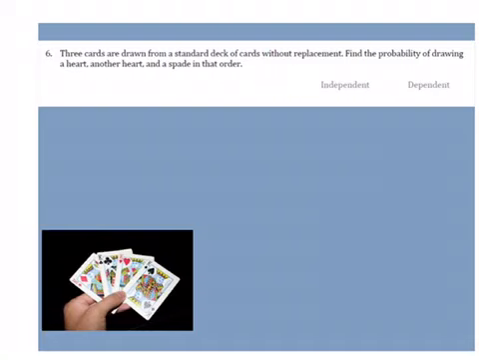So let's look at number 6 here now. There are 3 cards that are drawn from a standard deck of cards without replacement. Without replacement. Find the probability of drawing a heart, another heart, and a spade in that order. So since we're dealing with 3 cards, I'm doing 3 different probabilities. And because it says the word and, I know I'm going to multiply. So that means to multiply.